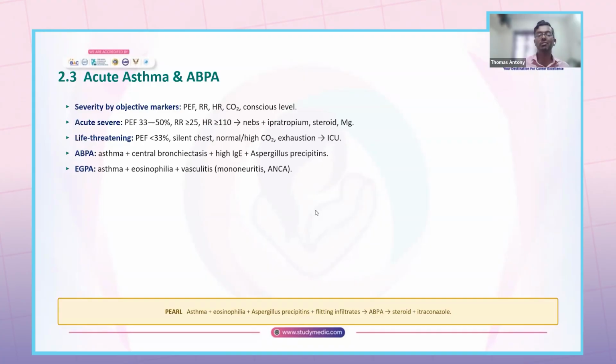EGPA is slightly different from ABPA. This is more of a vasculitis. There again, the asthma patient will be presenting with uncontrolled asthma, or even a normal asthma patient can present, along with raised ESR and features of vasculitis. What are the features of vasculitis we are looking for? Could be mononeuritis. The patient might present with a foot drop, and here ANCA is positive.